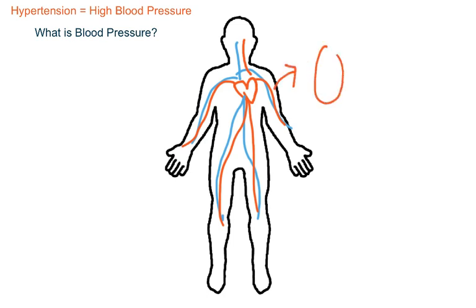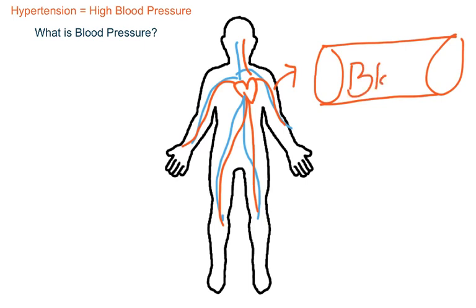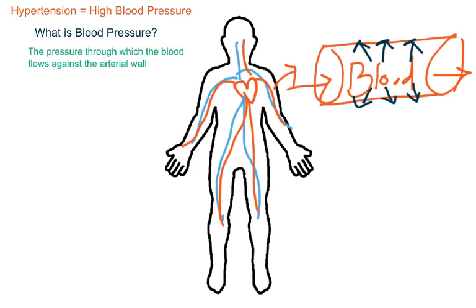So when the blood is flowing through the artery from one side to the other, it exerts some force against the arterial wall. This force or pressure is actually the blood pressure. So blood pressure can be defined as the pressure through which the blood flows against the arterial wall.